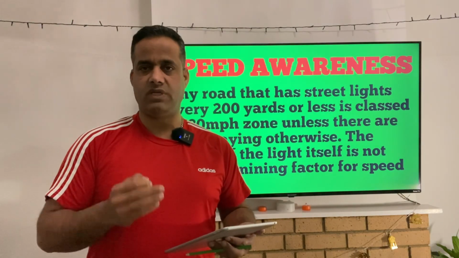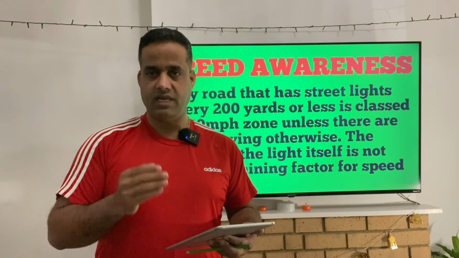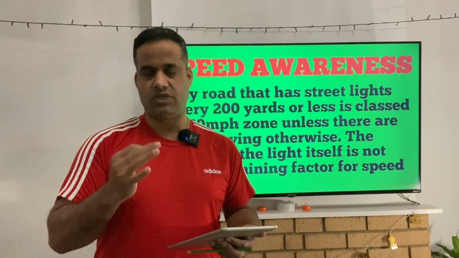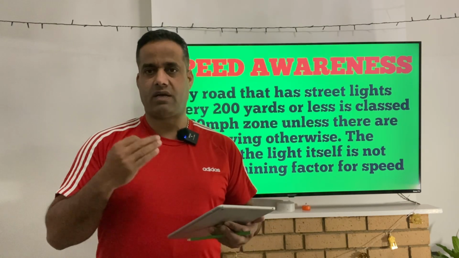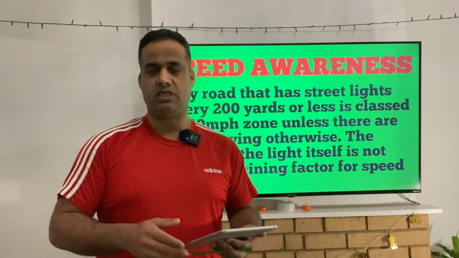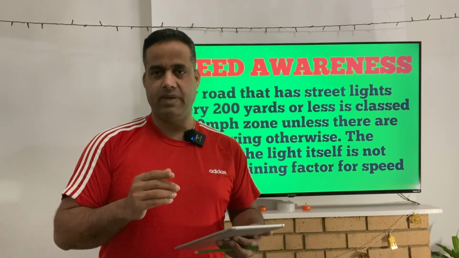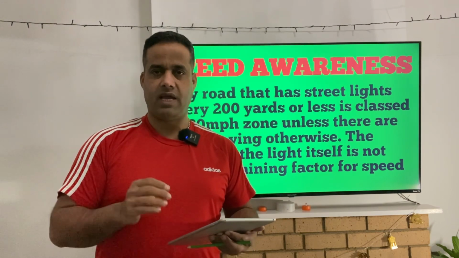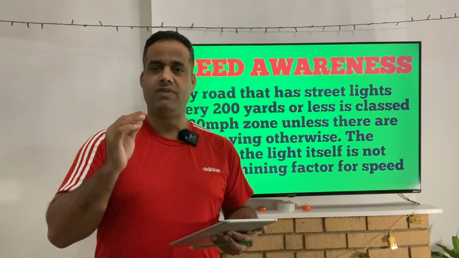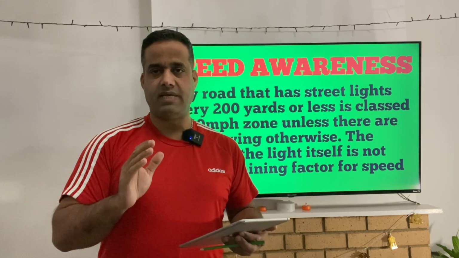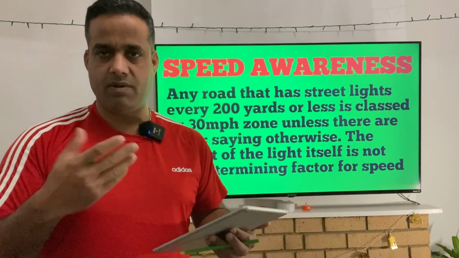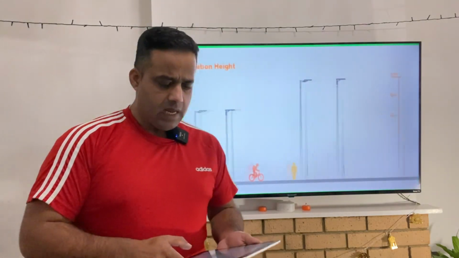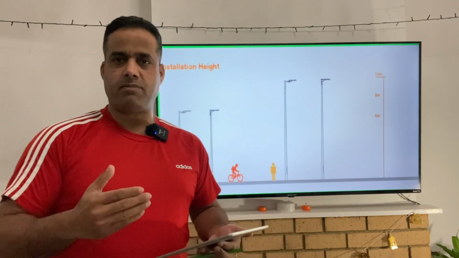Any road which has got more than three street lights is categorized as a built-up area. The speed of that road will be 30 in the United Kingdom apart from Wales. Okay, so in a built-up area, the speed will be 30. Otherwise, if there's some sort of sign posted, you have to follow that.